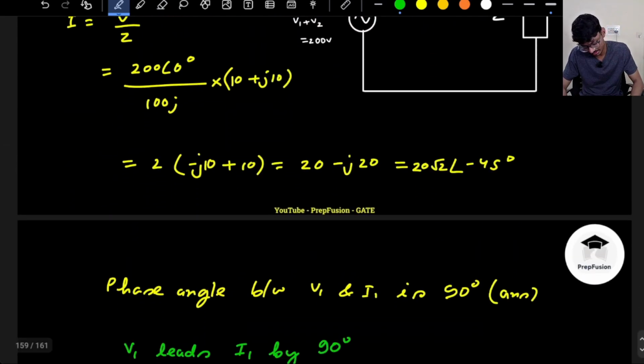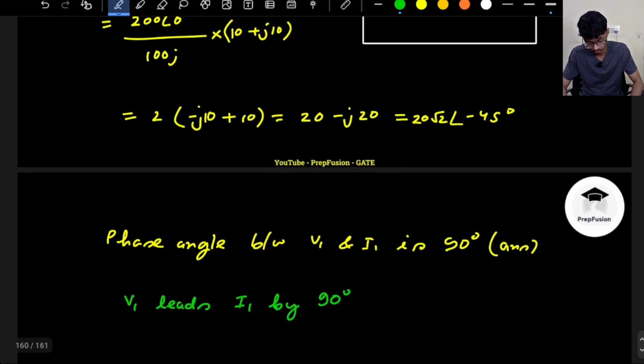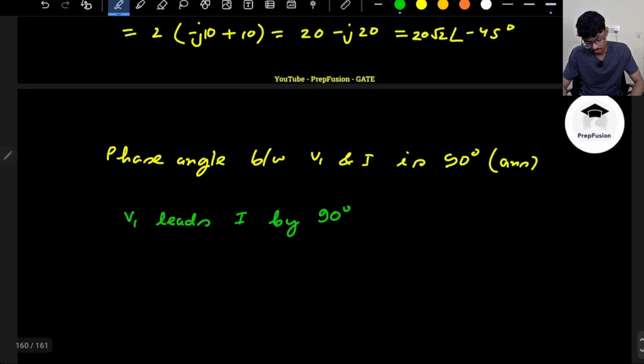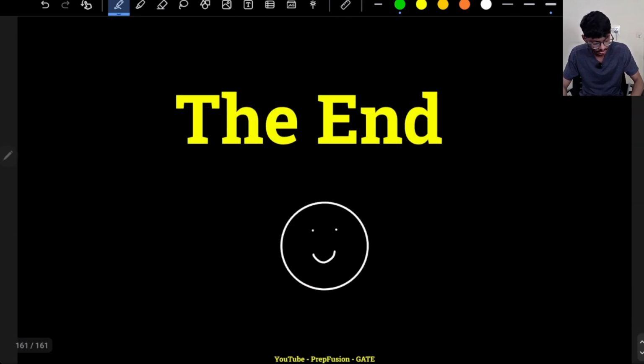Or you can write that I lags V1 by 90 degrees. Both work. Not I1, sorry, this is I, right? They have asked for I. This is not I1, it is I. So with this we have ended our phasor diagram chapter.